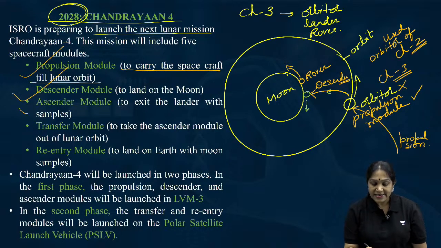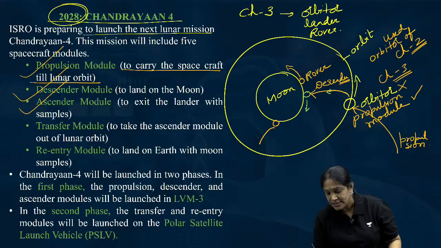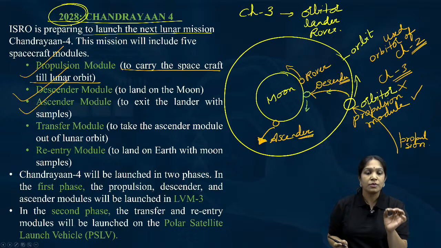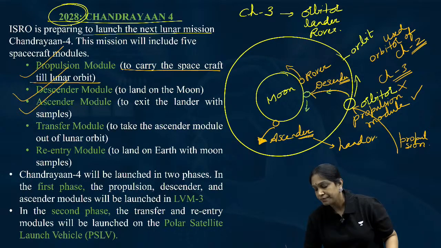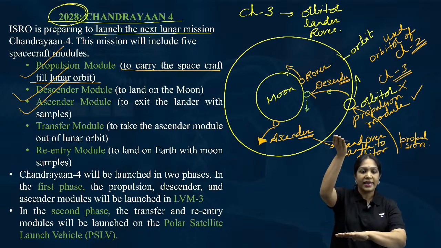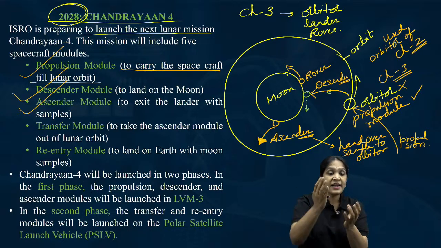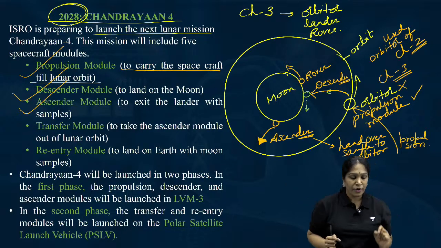Right. Okay. Next one, ascender module. Look at here. Observe the arrow mark. This is called the ascender module. Why do you need to use the ascender module? This is to hand over the sample to the orbiter. Is it clear? It should lift up again, ascend, that is increase the altitude, reach the orbiter and hand over the sample to the orbiter. That is the function of the ascender module.